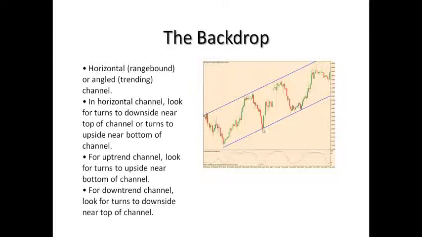Okay, so once again, you look for a turn near the bottom in an uptrend. You're going to go long there, but you're not necessarily going to go short at the top. Same thing with the downtrend channel. In a downtrend channel, the bias is to the downside. So you will be looking for turns to the downside near the top of the channel or near resistance, but you're not necessarily going to be looking for long opportunities near the bottom. Okay, so that's a backdrop, some kind of a horizontal or angled channel.